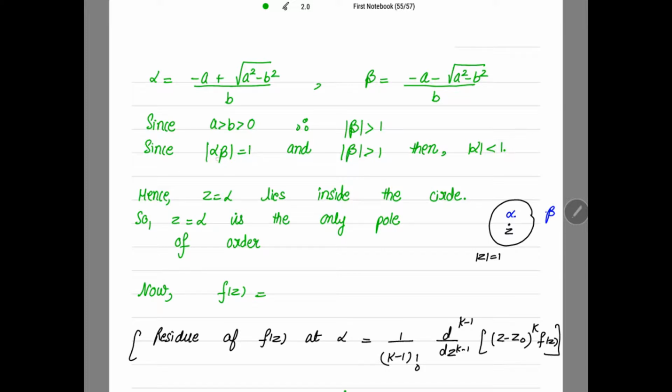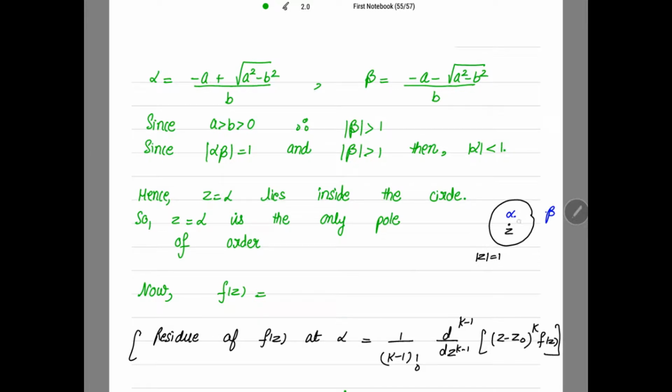And since the product of the roots in mod is equal to 1 and mod of beta is greater than 1, your mod of alpha should be strictly less than 1. I have solved this in the previous video. You can check from that how this mod alpha is strictly less than 1 and how this mod beta is greater than 1. Now because mod of alpha is strictly less than 1, that means this alpha lies inside the circle, because your circle is mod z equal to 1 and this is less than 1.